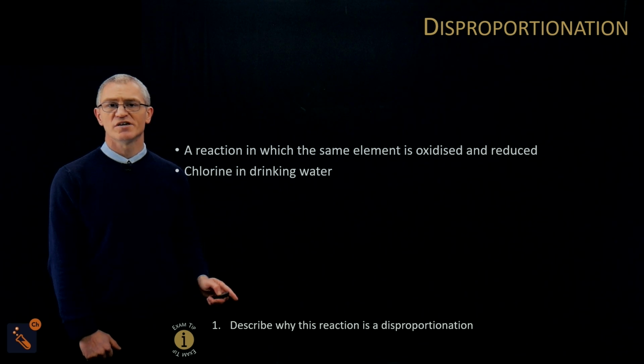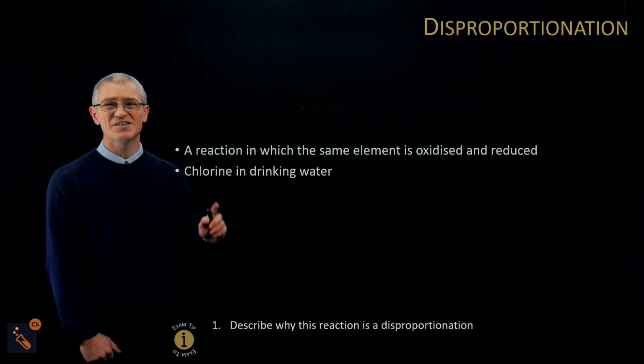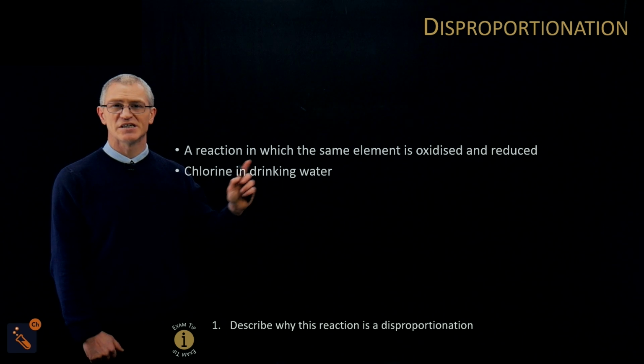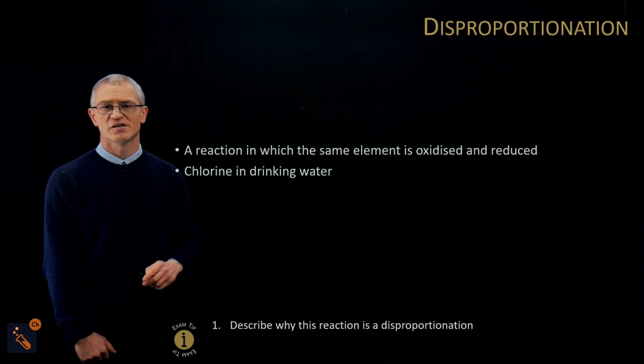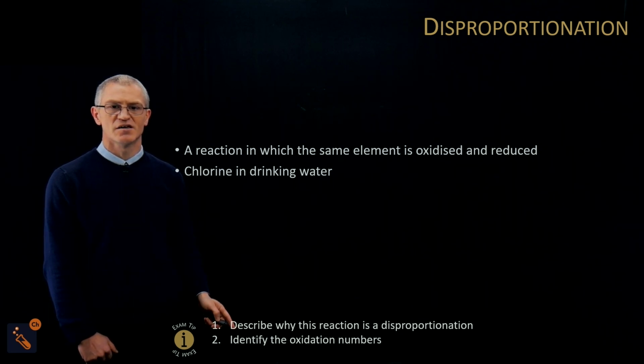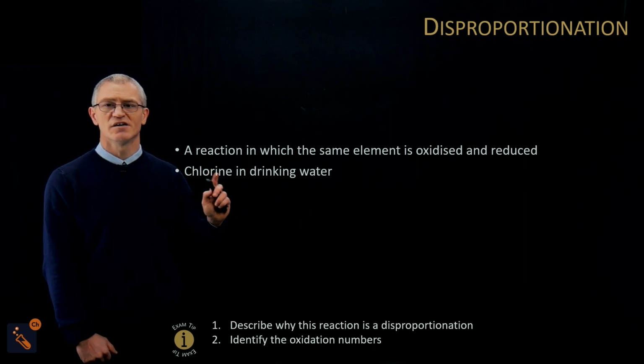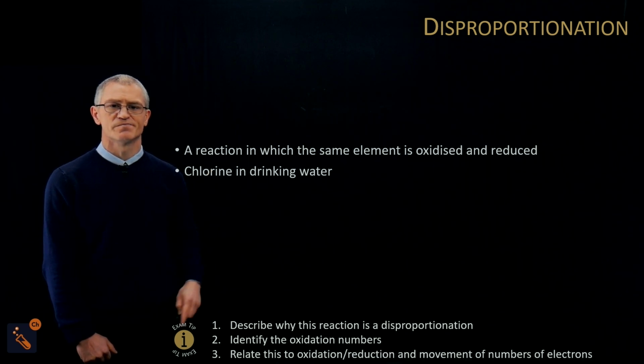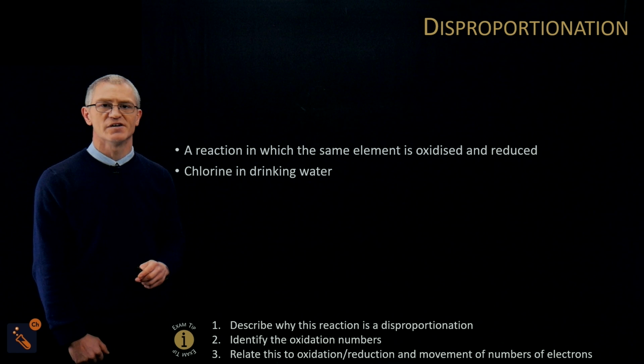First of all, describe why this reaction is disproportionation. So identify the element that is being oxidized and reduced, and state that it is being oxidized and reduced, and therefore you're explaining why it's disproportionation. Identify the oxidation numbers. Now you probably need to do that before you recognize it as disproportionation, because you have to use those to recognize which one has been oxidized and reduced. Then relate this to the movement of electrons. Okay, so relate their oxidation or reduction to the movement of electrons.